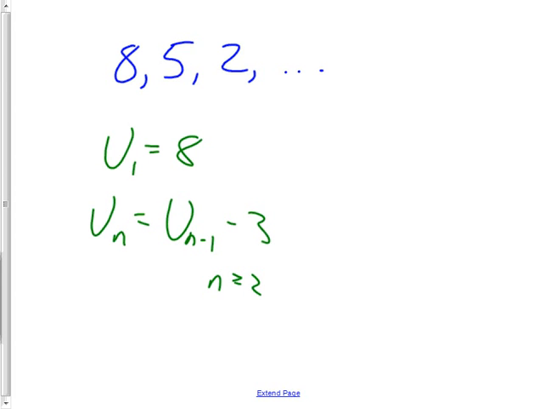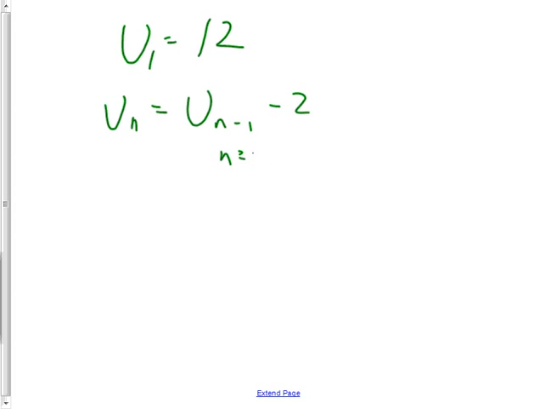Sometimes they give you the numbers and you have to write the equation. Sometimes they give you the equation and you have to give them the numbers. Let's do another one where they give you the equation. u sub 1 equals 12, u sub n equals u sub n minus 1 minus 2, for n greater than or equal to 2. Tell me what the fourth term is.